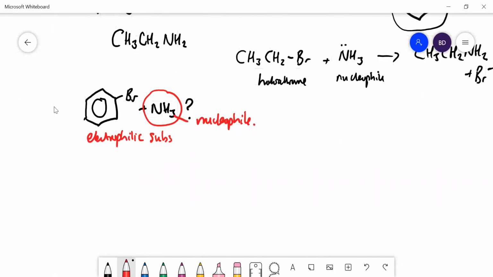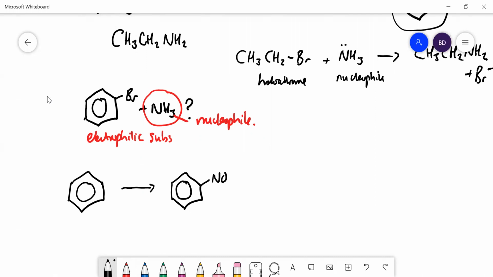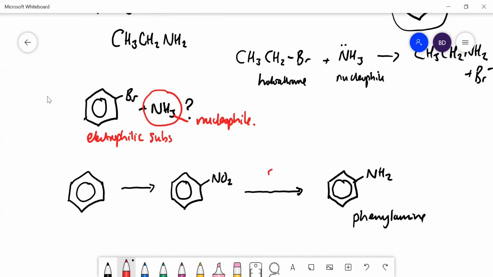First of all, you get benzene, and that is nitrated to make NO2. And then you form your nitrogen-carbon bond here, and you replace those oxygens with hydrogens. So you've got phenylamine. So the question is, what kind of reaction is this one here?